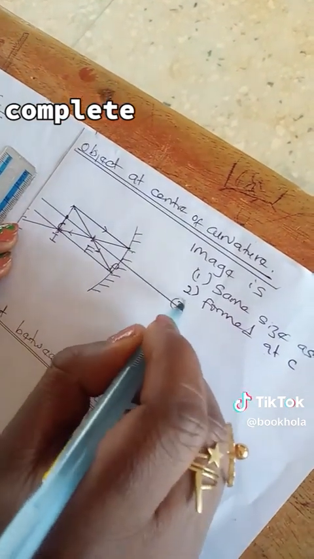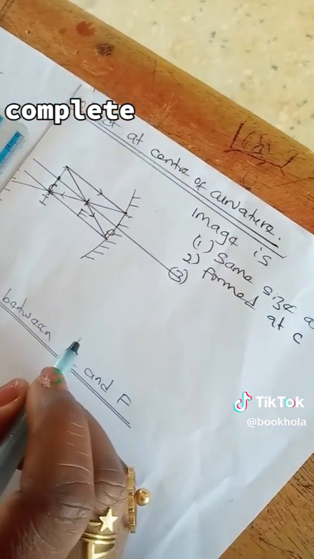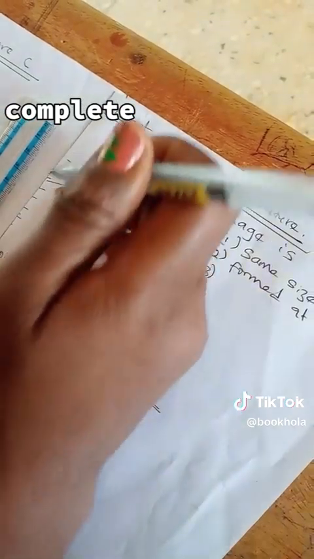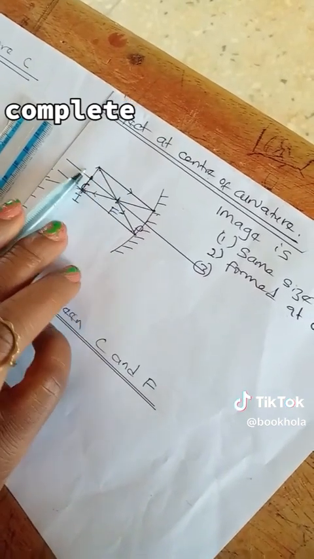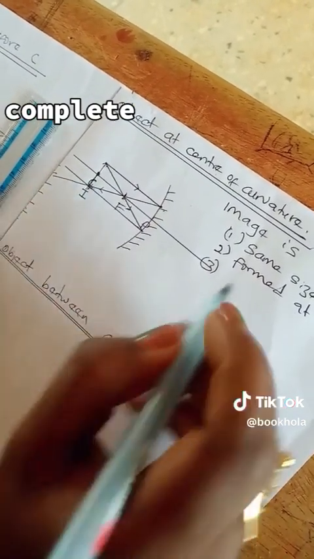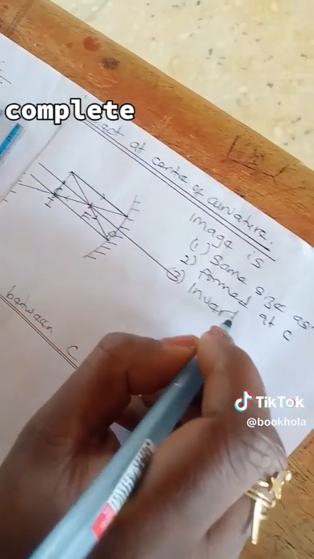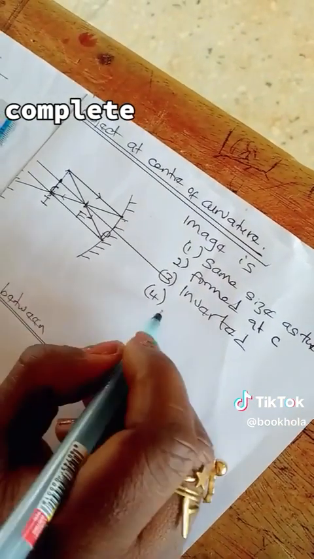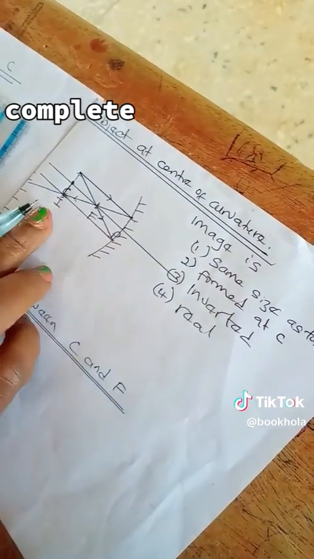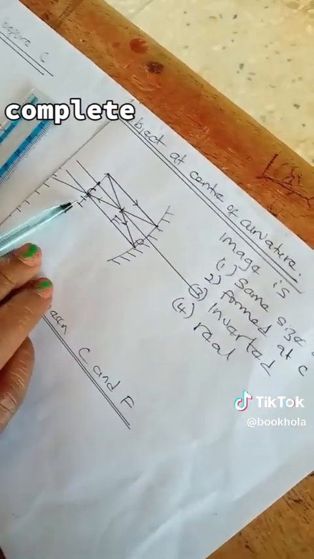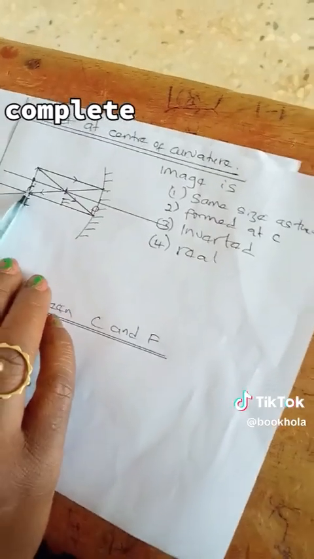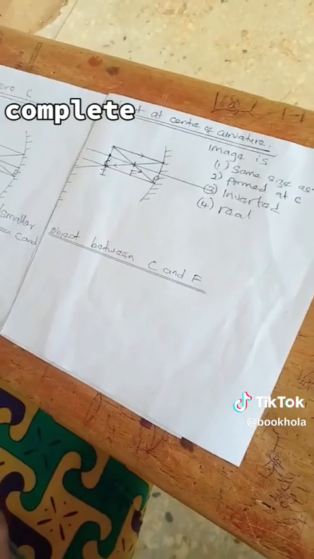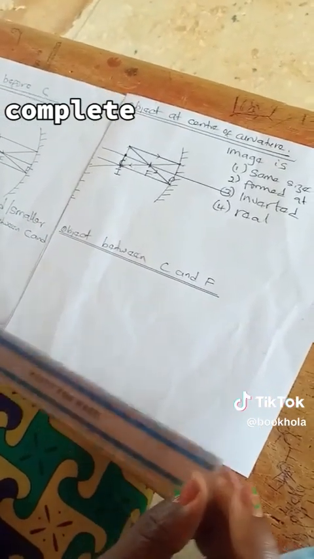Then what is the third characteristic? The image is inverted. You can see it's upside down. It wasn't formed upward like the object. So we say it is inverted. The fourth characteristic is that it is real, for the fact that the image was formed in front of the mirror where the object is, so it's considered to be real.